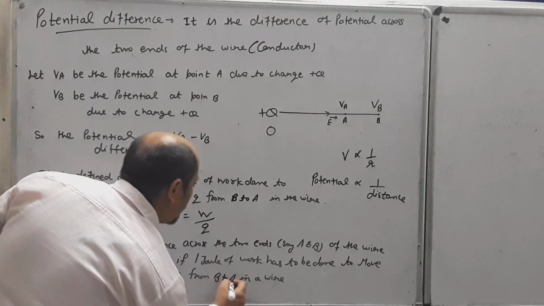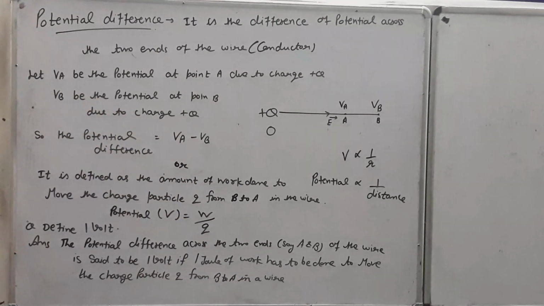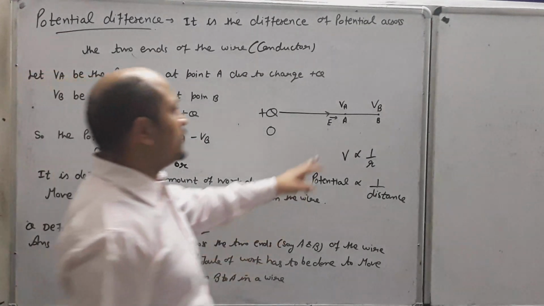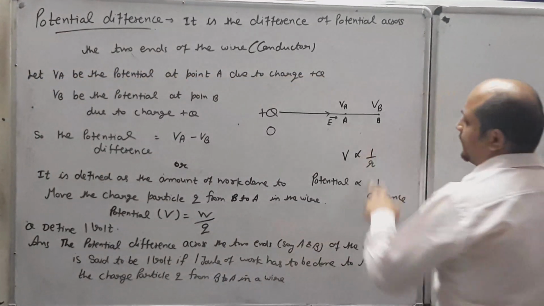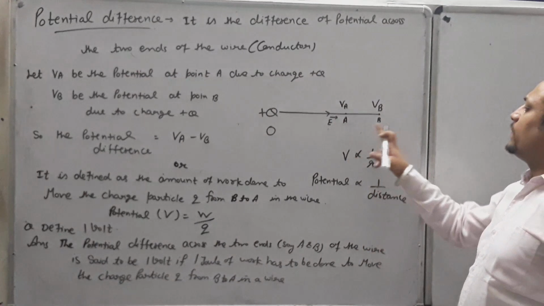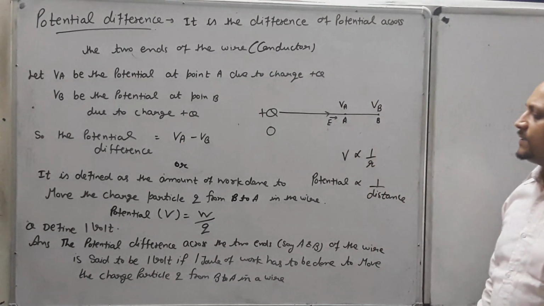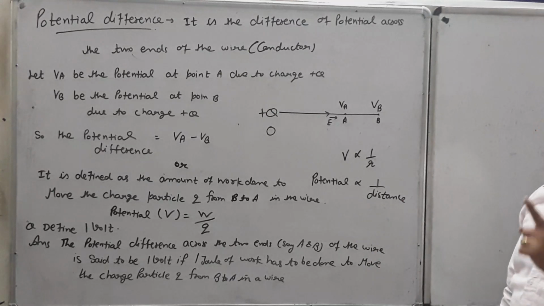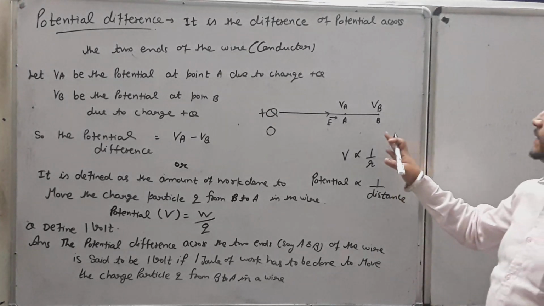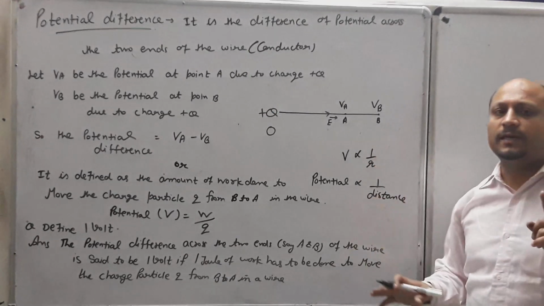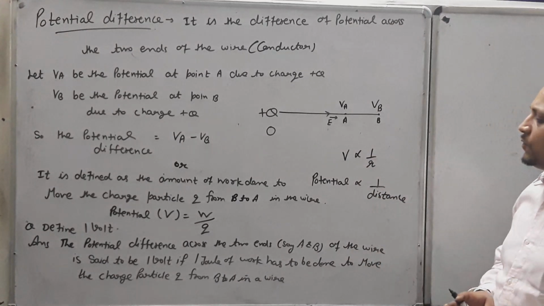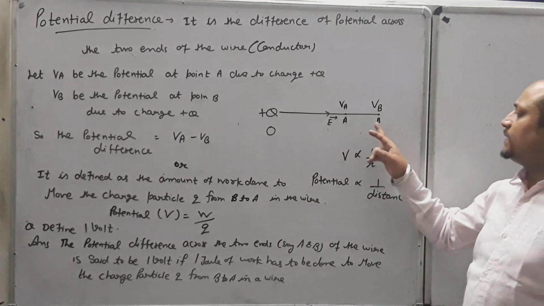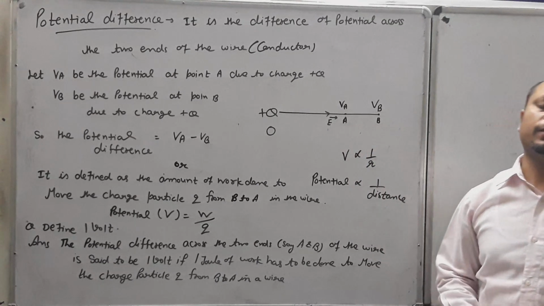B to A. हम कब कहेंगे कि दो एंड्स का जो पोटेंशियल डिफरेंस है वो 1 वोल्ट है? अगर 1 जूल वर्क हमें करना पड़े किसी भी चार्ज पार्टिकल Q को, जिस पे चार्ज 1 कूलम है, उसको एक पॉइंट B से दूसरे पॉइंट A की तरफ ले जाने के लिए.